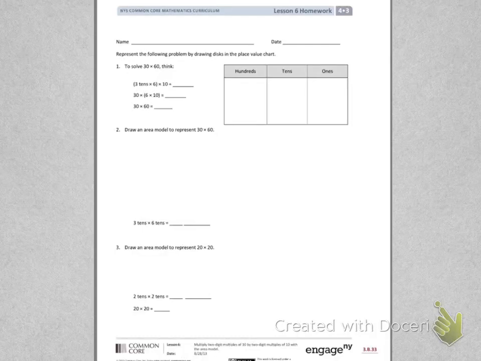Grade 4, Module 3, Lesson 6 homework. Represent the following problem by drawing discs in the place value chart. Problem number 1. To solve 30 times 60, think 3 tens times 6 times 10.